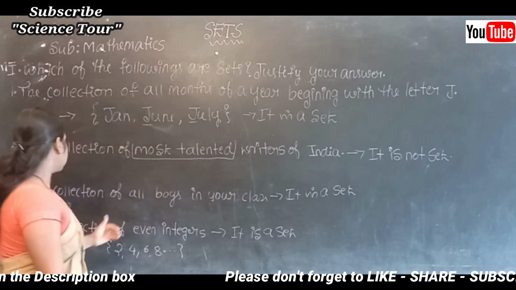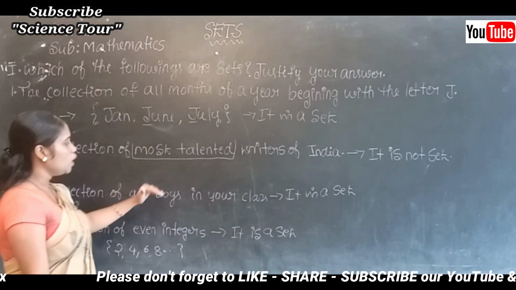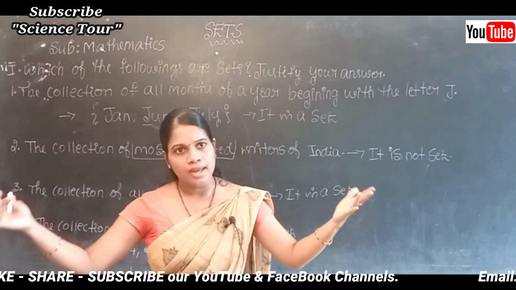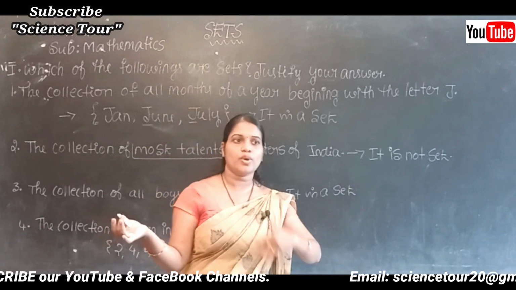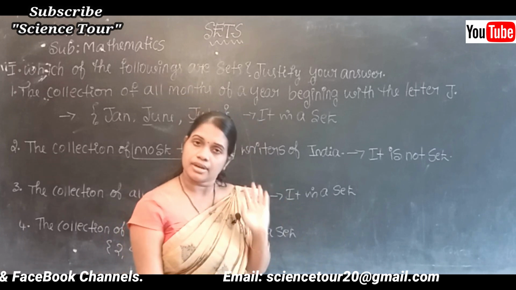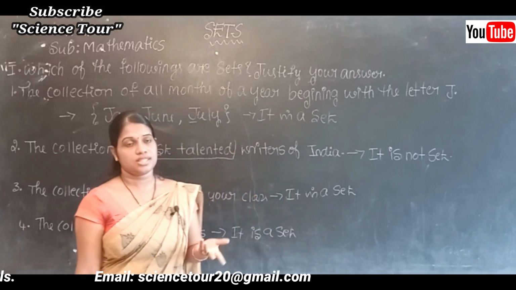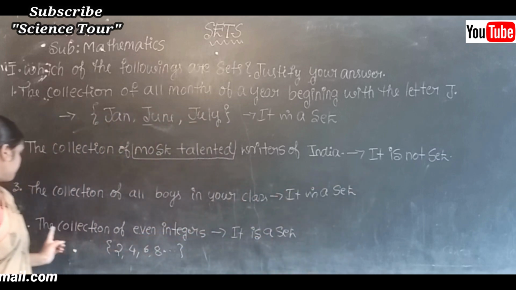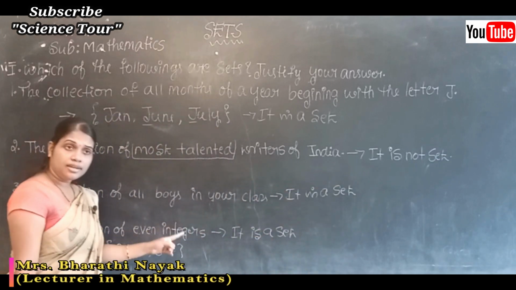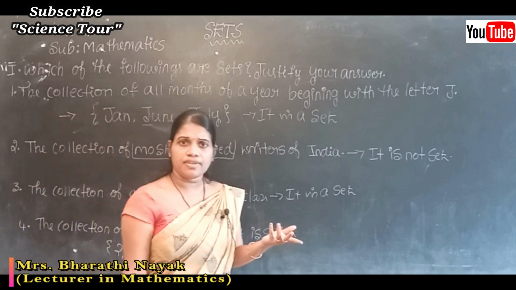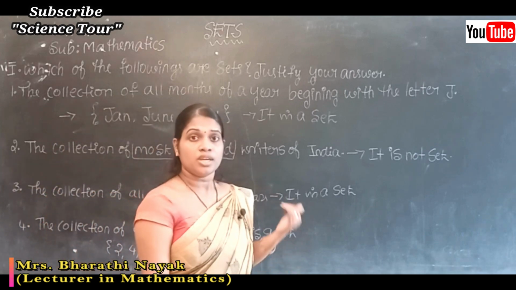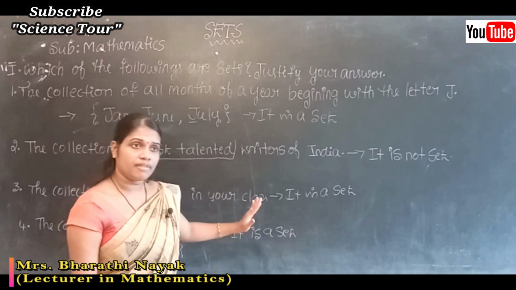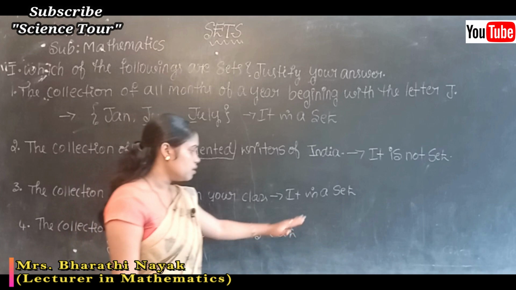So the third one I will consider the collection of all boys in your class. Yes, this is a well defined collection. I can get an exact number of boys, those who attend my class. So therefore this is a set. Next the last one, fourth one. The collection of even integers, right? Yes, we can get an even integer, which are those 2, 4, 6, 8 and so on. So once again this is a well defined collection, so therefore it is a set.